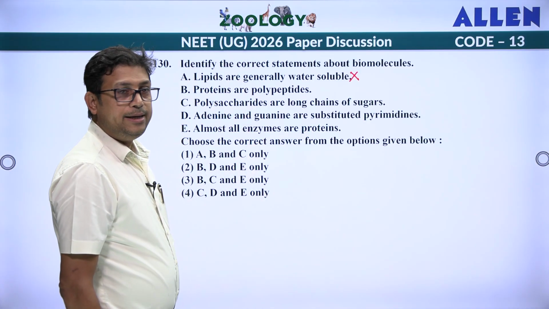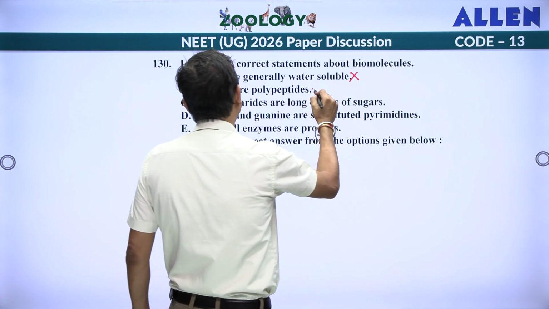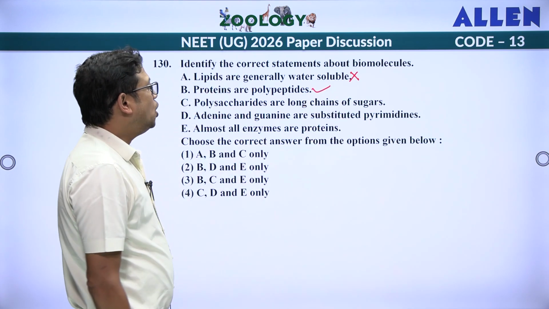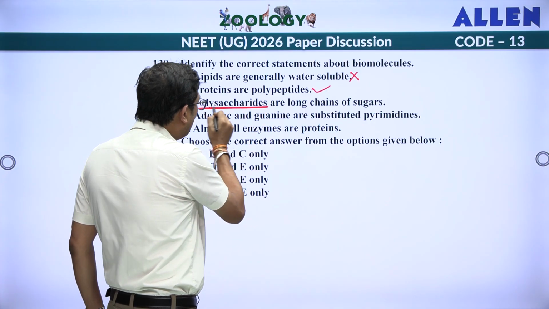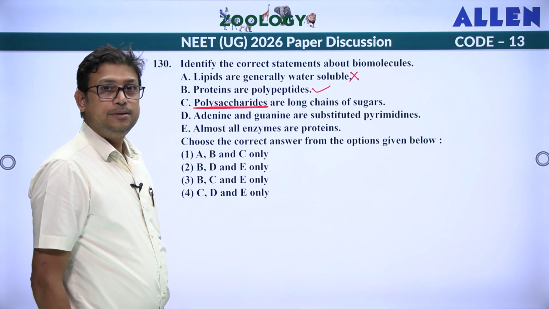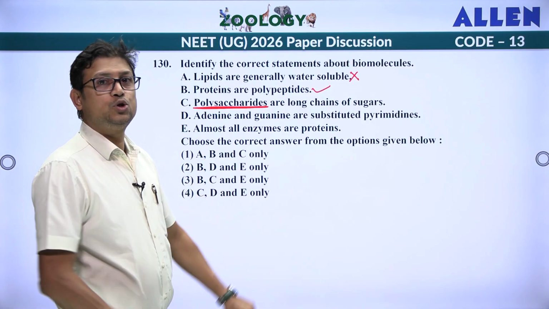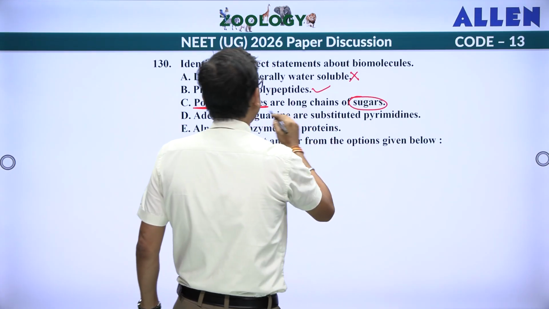Proteins are polypeptides. Yes, proteins are the polymers of amino acids. This is true. Polysaccharides are long chains of sugars. Yes, polysaccharides are not called sugars, but they are made up of sugar, right? Monosaccharides. So it is true.